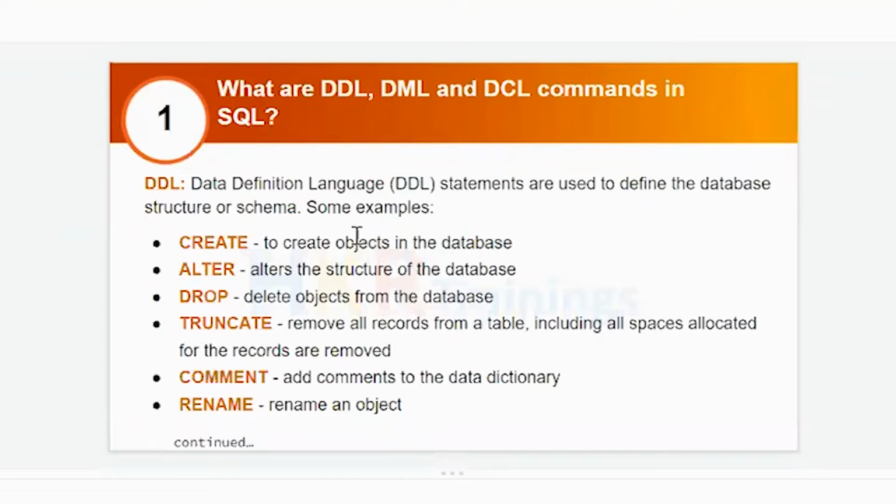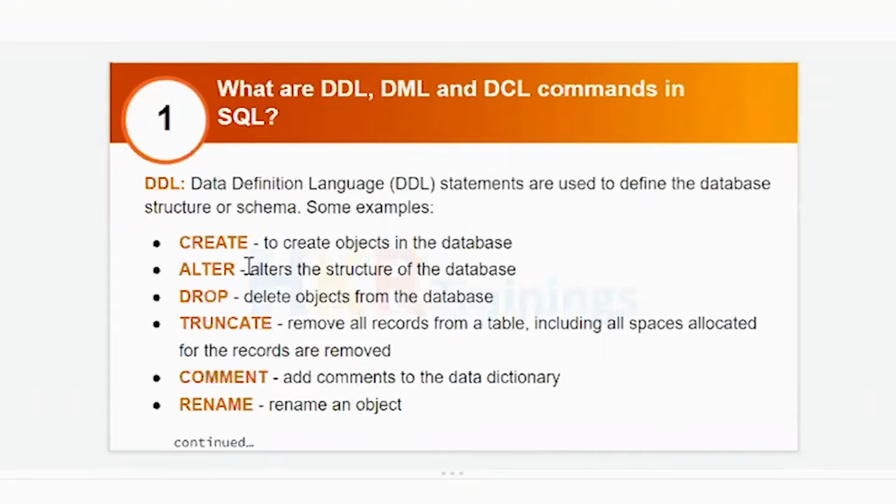Once we go through DDL, DML and DCL commands, we are very much aware of how we are going to use them and when we are going to use them. DDL defines the structure, and its commands are create, alter, drop, truncate, comment, and rename. As you can see on screen, create is to create a table in the database. Alter is to alter the table structure. So if we want to alter any column or any data type, we use the alter command.